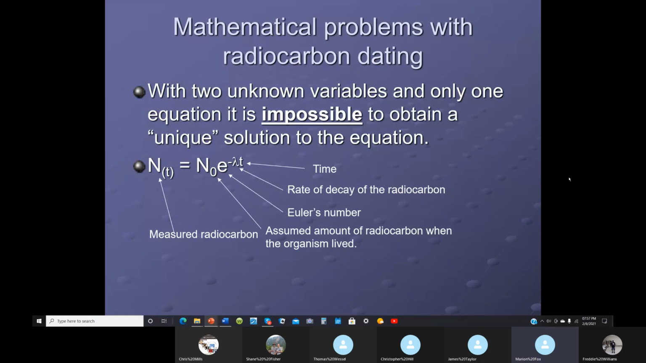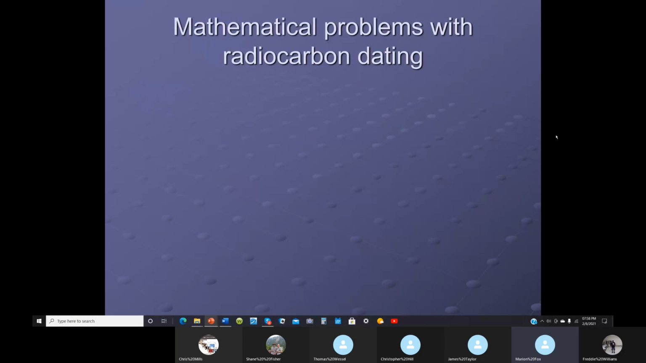Questions about the formula. You don't have to know much algebra to know that if you've got an equation with two unknowns and you only have one equation, you can't get a unique solution. You can get an infinite number of answers, depending on what assumptions you make. You have to assume what N sub O is. So they think they've got the rate here, so they algebraically work this formula backwards for T, and then they plug in an assumed value of N sub O. So it's all based on assumptions. It's not good mathematics, okay?